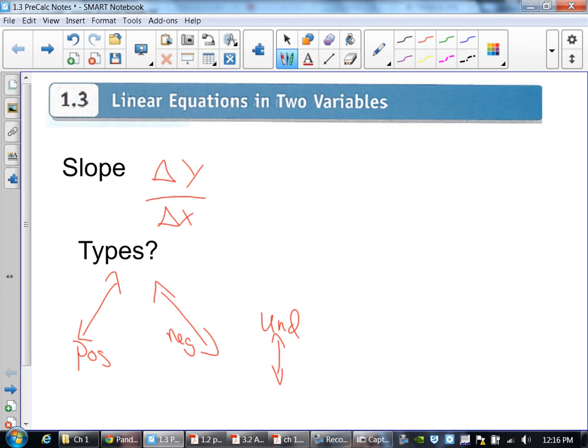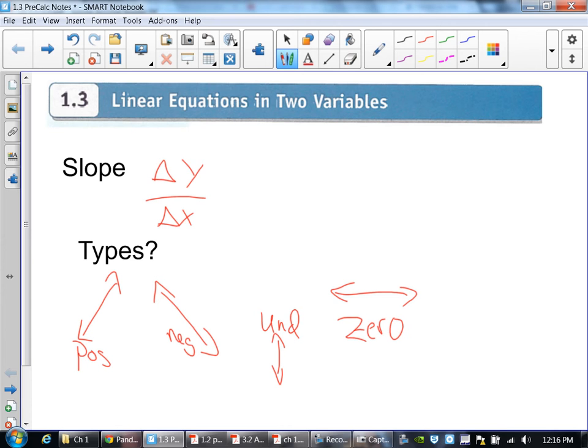In order for it to be undefined, that means the change in which one of them is equal to 0? Remember, can you divide by 0? No. That's why we say if 0 is in the denominator, you have an undefined slope. So this is that one. Then the last one is a slope that equals 0. And that is a horizontal line. That is where the y value doesn't change. So if the change in y is equal to 0, then you have a slope of 0.